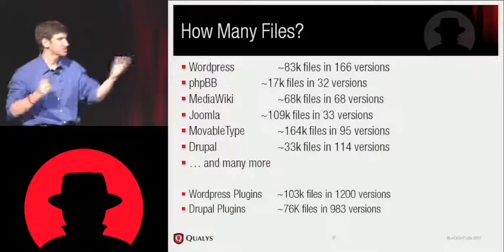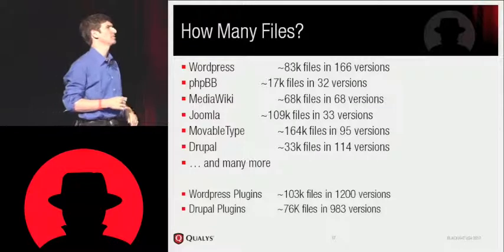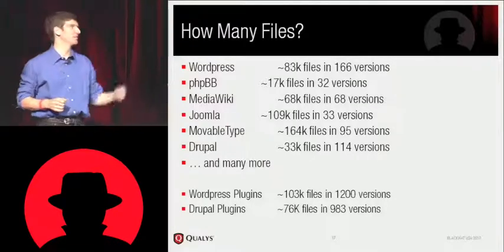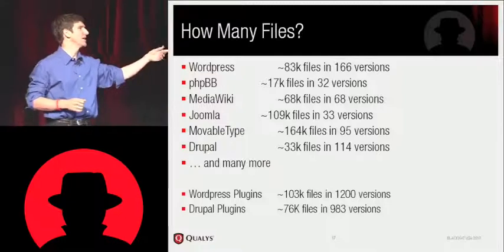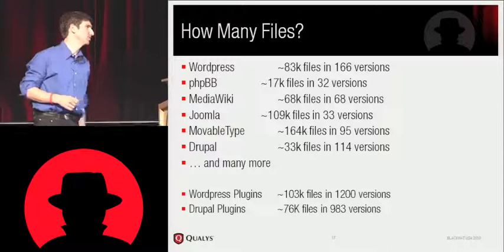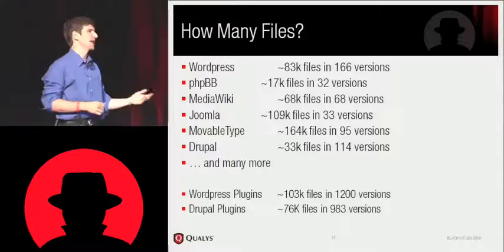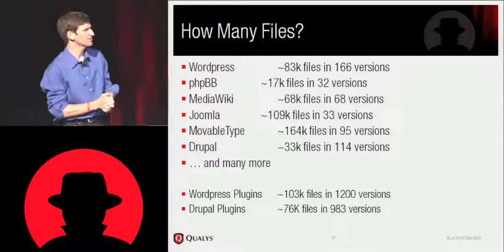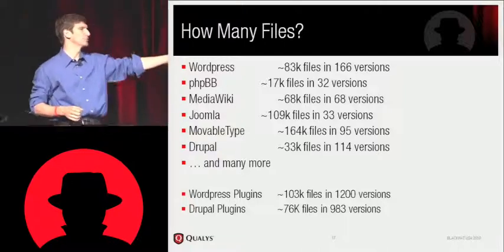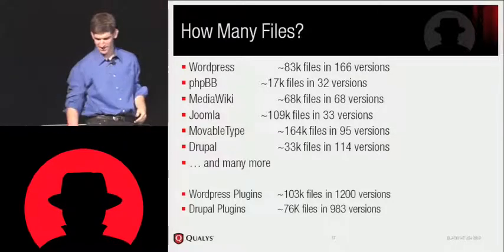Got currently 166 versions of WordPress, 32 versions of PHPBB. We're supporting a lot of different versions of each of these web applications, and many files within there. Got support for a couple of plugins. I'm just doing 2 right now to show that the technology worked. We'll add more later. But you can sort of see that explosion of different artifacts to deal with when we get down to plugins. 1,200 versions of WordPress plugins that we can uniquely identify.